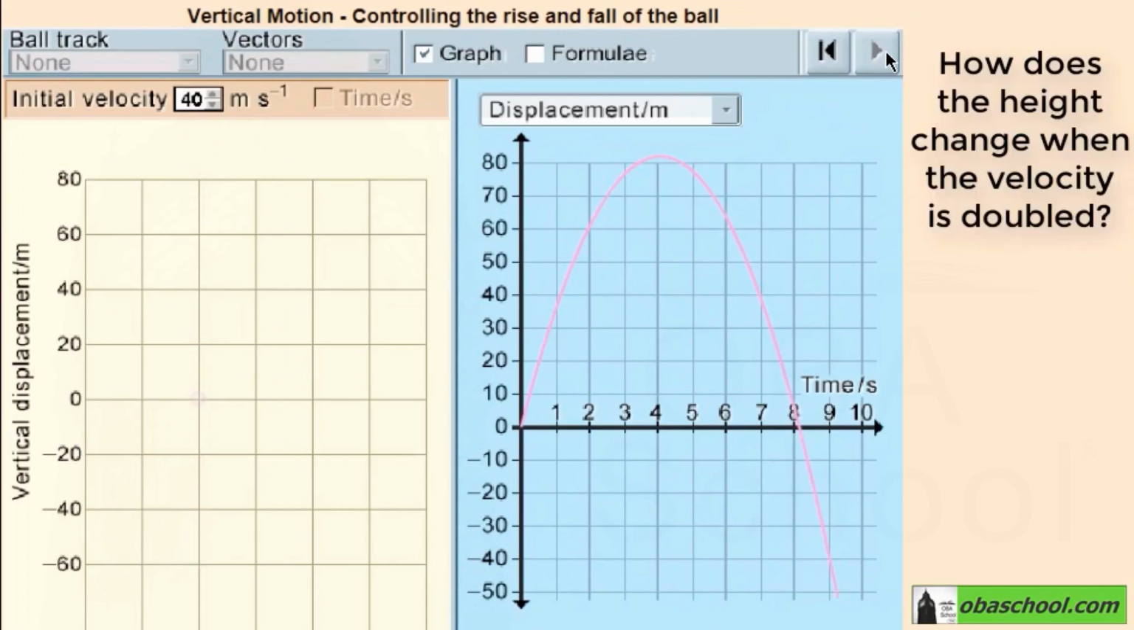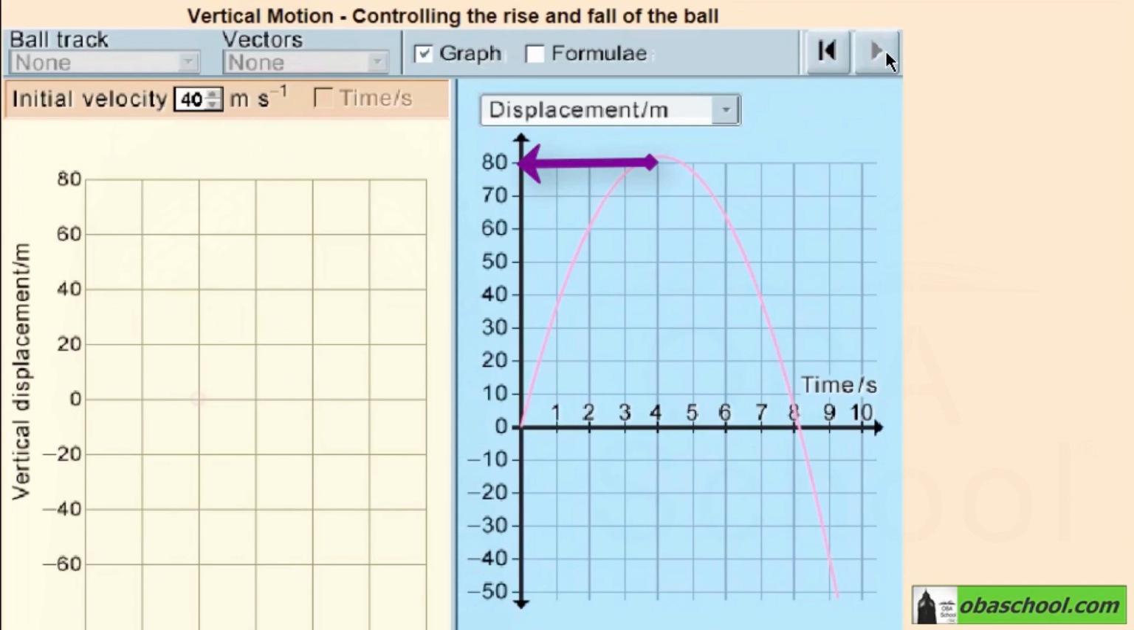How does the height change when the velocity is doubled? Recall that for the 20 meters per second, the height was around 20, and it reached the highest displacement in 2 seconds. Now the displacement is 80 meters. So doubling the velocity increases the height by a factor of 4, from 20 to 80 meters.